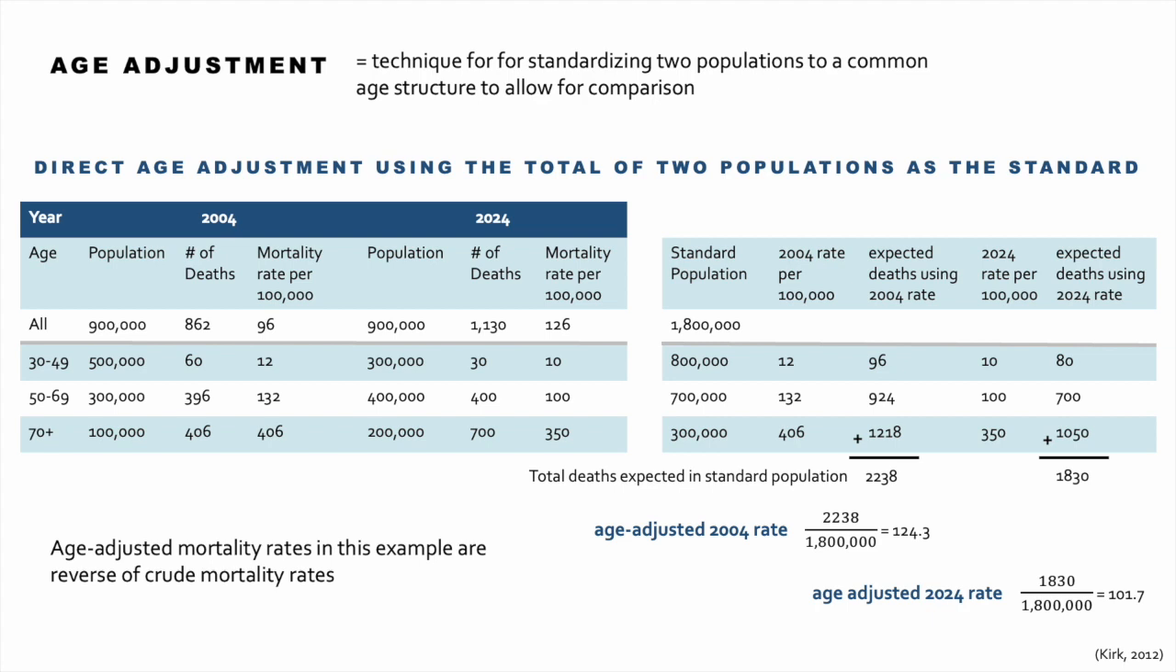This example shows why it's important to not use crude mortality rates to compare two different populations. You can see the age-adjusted mortality rate in this example is reversed in the sense that we calculated an age-adjusted 2004 rate of 124.3, but the crude rate from 2004 was 96 per 100,000, whereas we calculated an age-adjusted rate for 2024 of 101.7, while the crude rate was 126 per 100,000. So when we look at crude rates, the 2024 mortality rate was higher, but when we look at age-adjusted rates, the 2004 rate is higher.